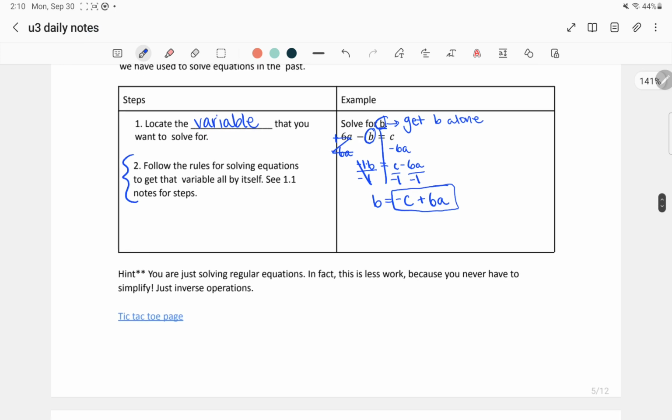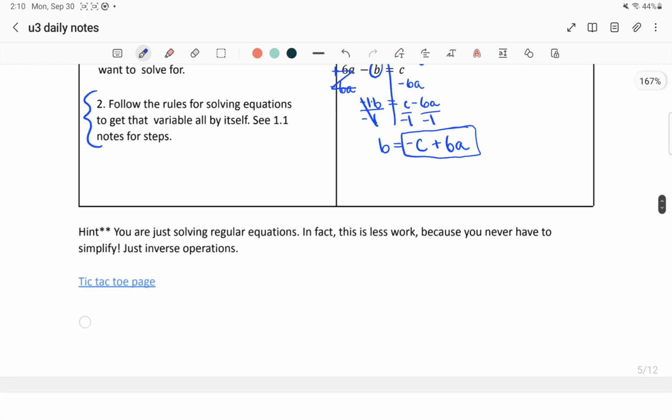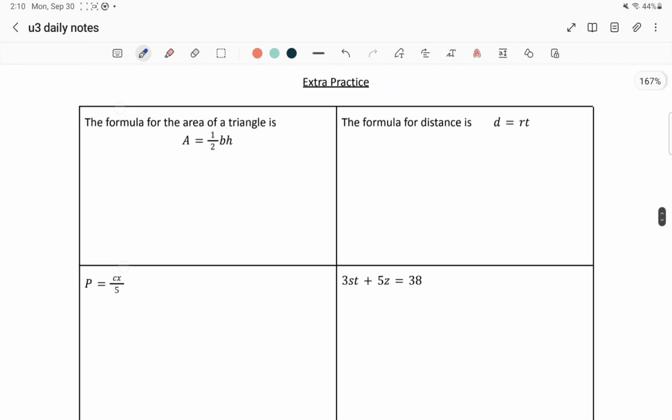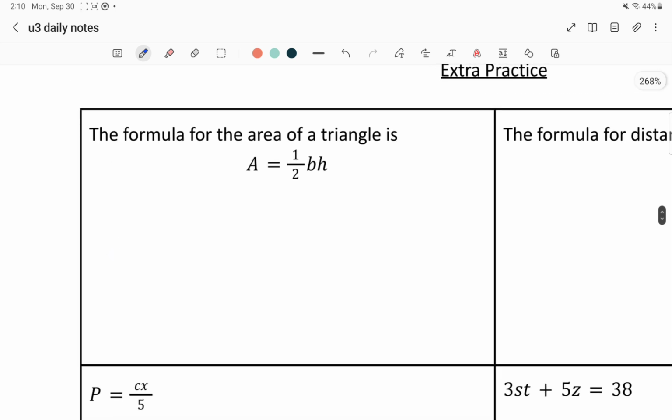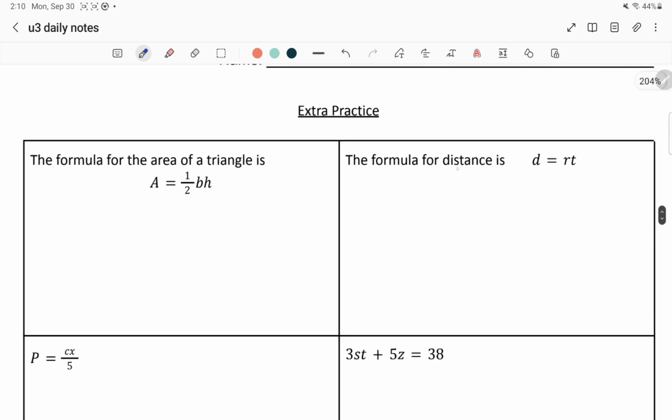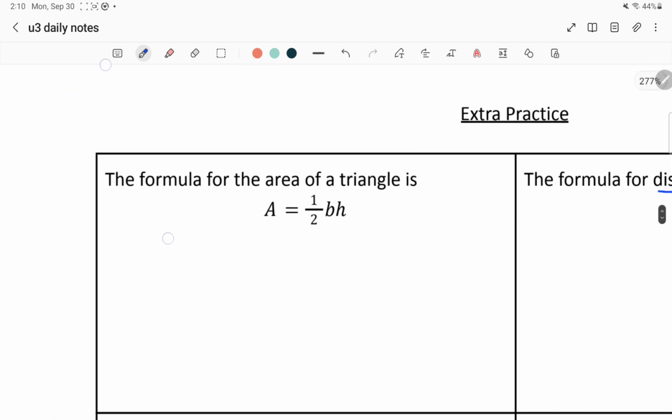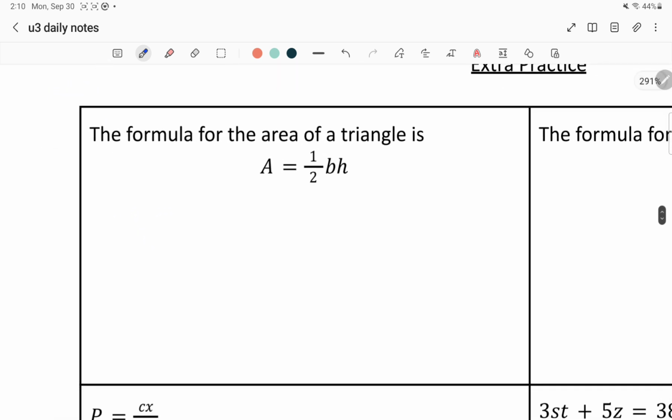Okay, let's practice it a couple more times. So here's some more formulas. This one's a math one. There's your distance, like normal distance. Okay, if I am trying to solve for h, I have a equals 1/2 times b times h.